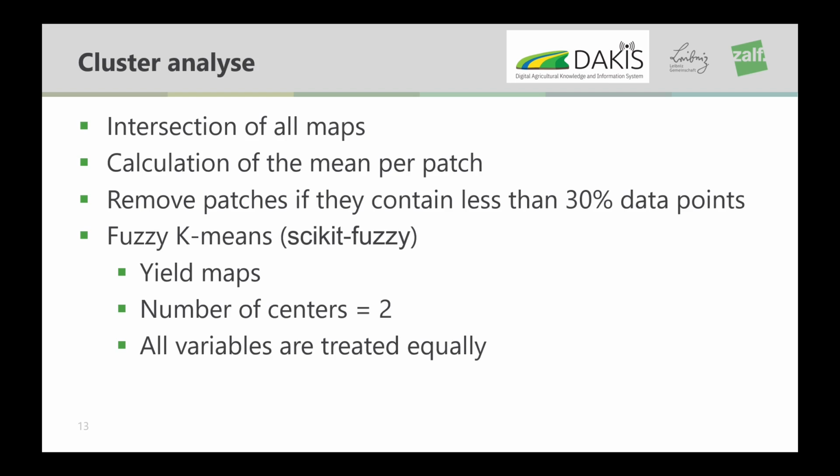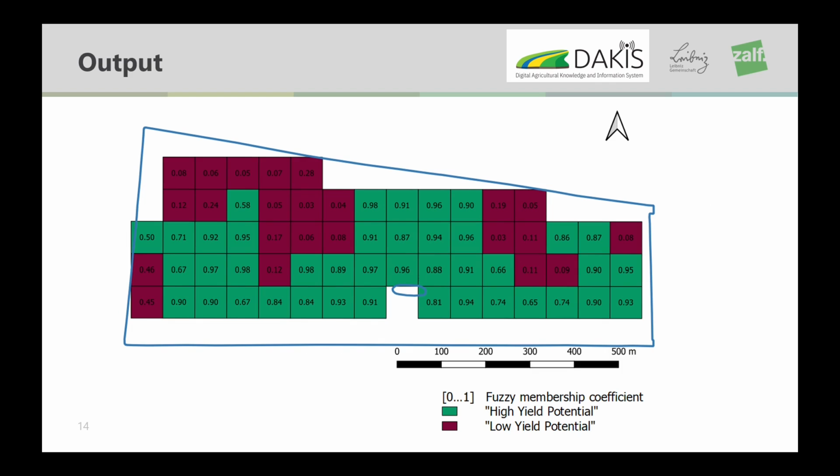The number of cluster groups was set to 2, since we want to divide the field into areas with high and with low yield potential. As an output, we produce different georeference maps with 2 or 3 cluster groups and with different patch sizes. Here, for example, we have 2 cluster groups and patch sizes of 72 meters. The numbers within the patches are the membership degrees and give us information about the membership of the patches to cluster group 1, here synonymous to high yield potential. The green patches.